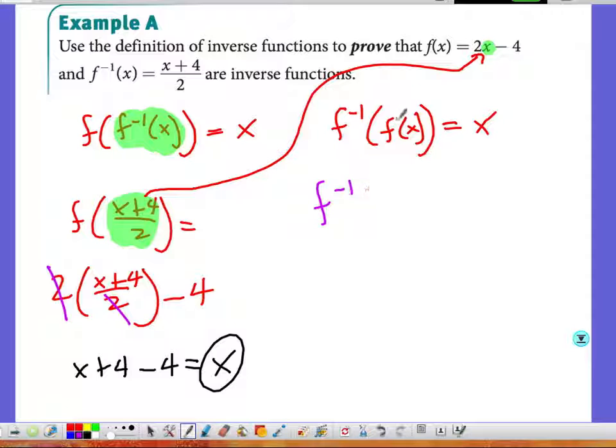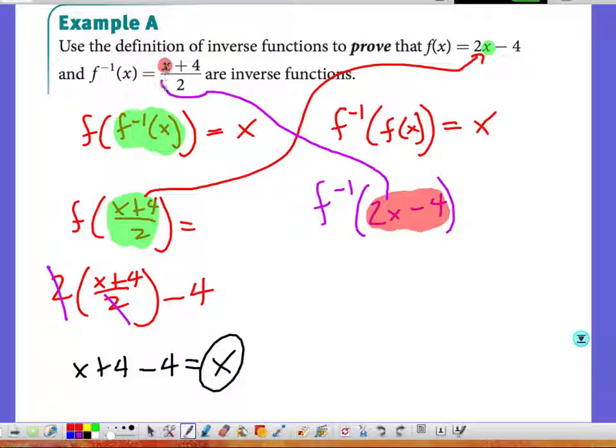F inverse of f of x. What is f of x equal to? Well, f of x is equal to 2x minus 4. And so this is what we want to find. We want to take our inner function, which in this case is 2x minus 4, and we want to plug it in for x of our f inverse function. And so this is going to replace x. How does that look? Well, it's going to look like this. (2x minus 4 plus 4) divided by 2.